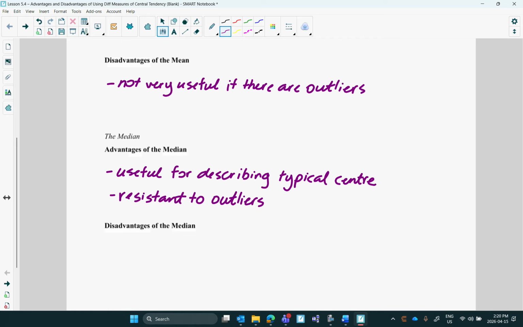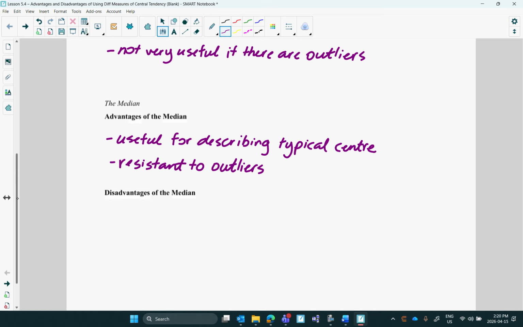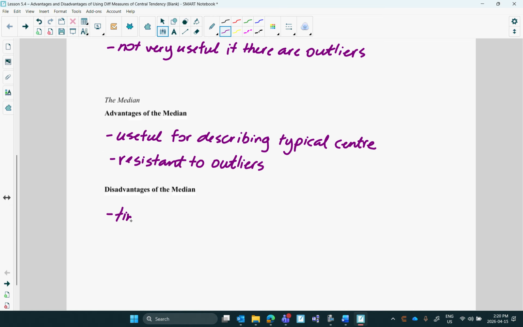And probably the biggest disadvantage of the median is it's time consuming to find. Like if you're finding a median house price of like 20 houses in a neighborhood, you have to list them all from smallest to largest. So you have to list all those 6 and 7 digit numbers from smallest to largest, and then figure out the middle, and then average the two. So it's pretty time consuming. Whereas mean, all you have to do is just add them all together and divide by how many there are.